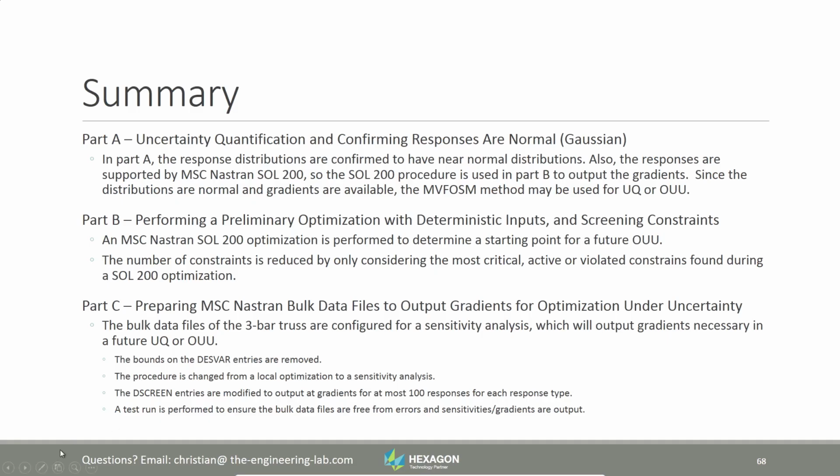Let's do a quick recap of this exercise. This is part one of a two-part tutorial, and this part is basically preparation for the future OUU. We wanted to select the cheapest UQ method available, and one of those methods happens to be the MVFOSM method. We went through this qualification in part A. We ran Nastran 50 times, collected the responses, and created the histograms. We found out that the distributions are normal, so we can use the MVFOSM method.